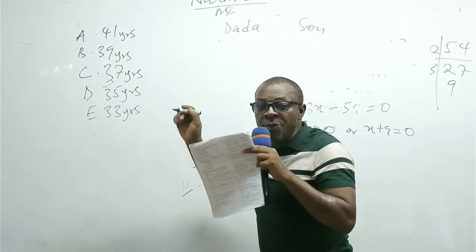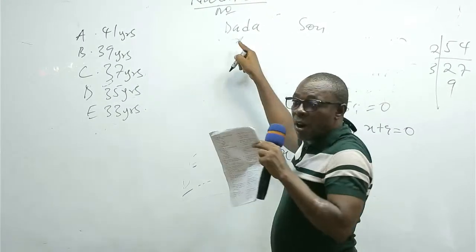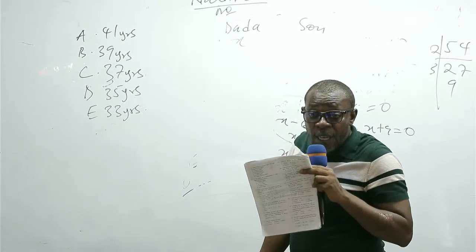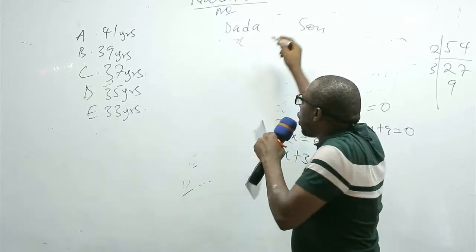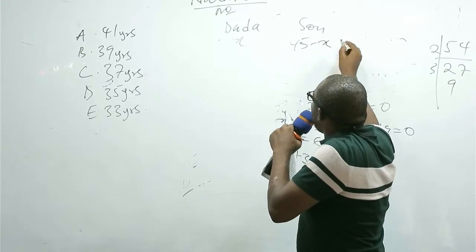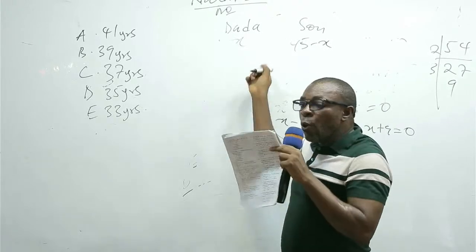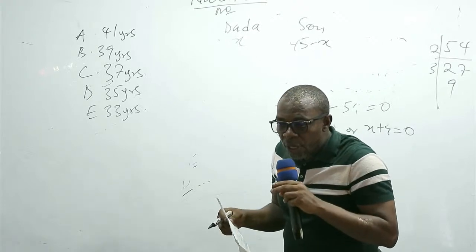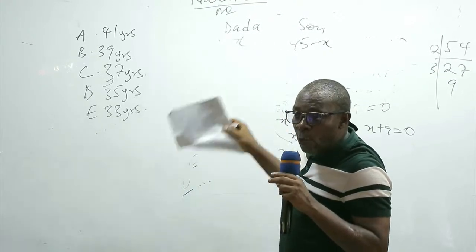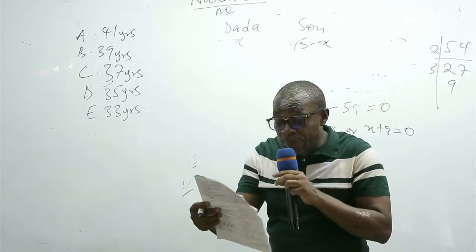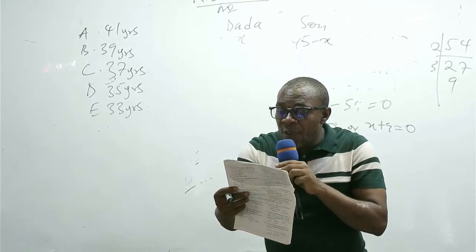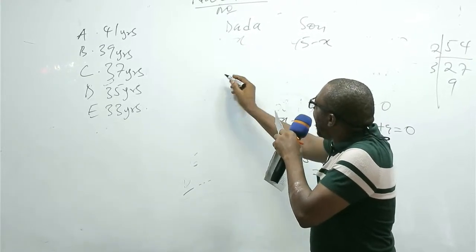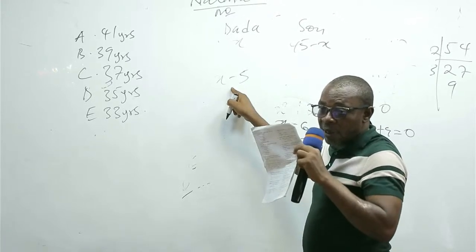Listen, if I am taking Dada's age to be X, it means that the son's age will be 45 minus X. When you add it, you still get the same thing, any which way you want to go. But they told us something: 5 years ago, what will be Dada's age? X minus what?